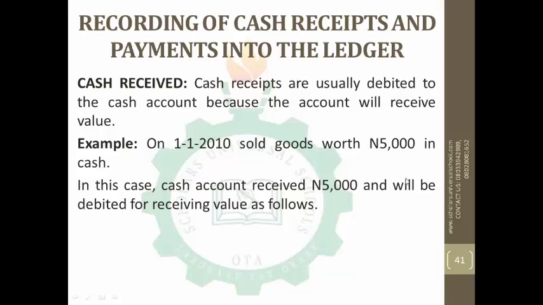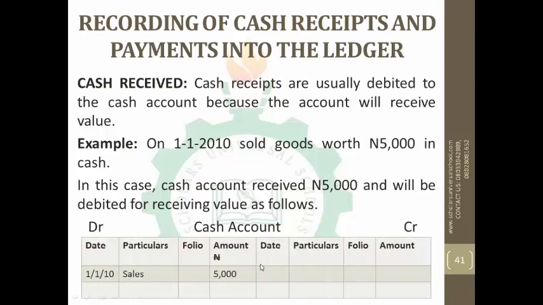Sales is giving out. So what you are supposed to do is, the first thing is the title of the account, your debit and your credit. Then you draw your table. So on the debit side, don't forget this is the cash account, we'll be having first the date, 1st of January 2010. Then particulars, what are you doing? You are selling, sold goods. Then the amount is 5,000 naira. Then you're done. So this is the first part, which is the cash account.